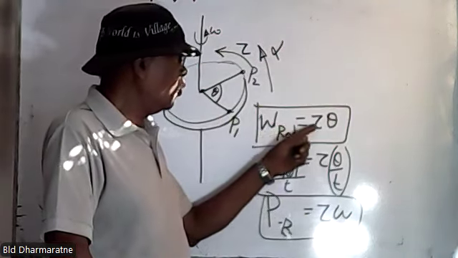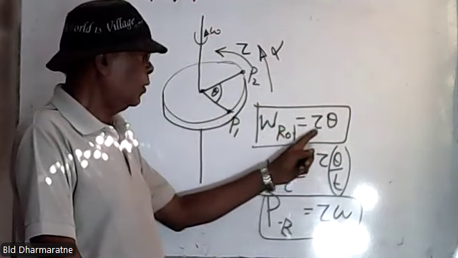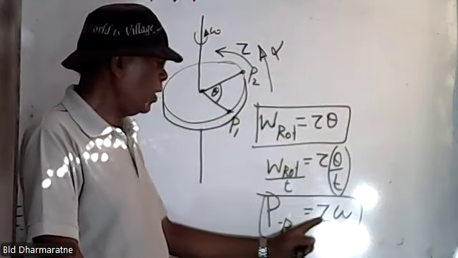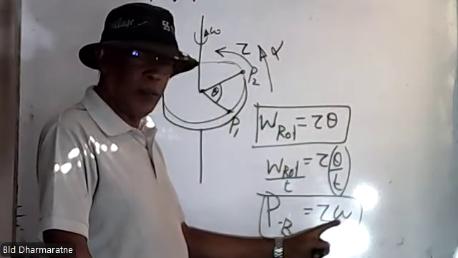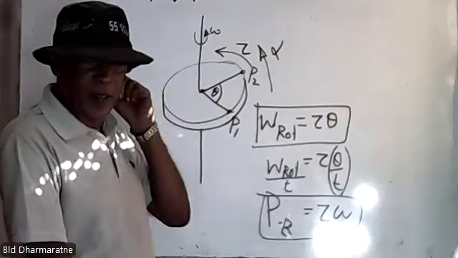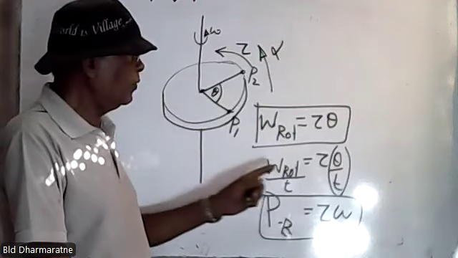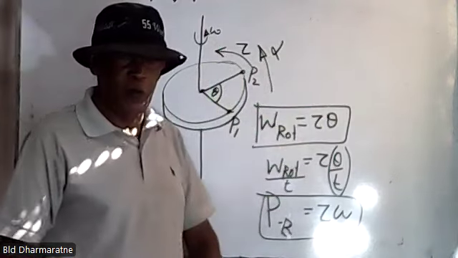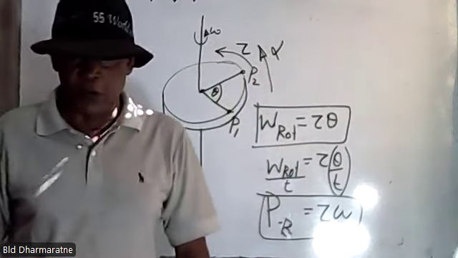Rotating work done is torque into angular displacement. Rotating power is torque into angular velocity. You may take two minutes to write this down if you want.